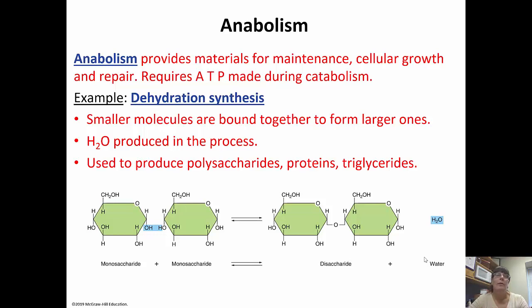So think about what happens to you when you're dehydrated. When you're dehydrated, you don't have enough water. So you have lost water, just like these molecules have. But this is going to be used to produce polysaccharides, proteins, and triglycerides. So again, the picture shows you if you take two monosaccharides, you remove that water molecule and put a bond there, and you have disaccharides.